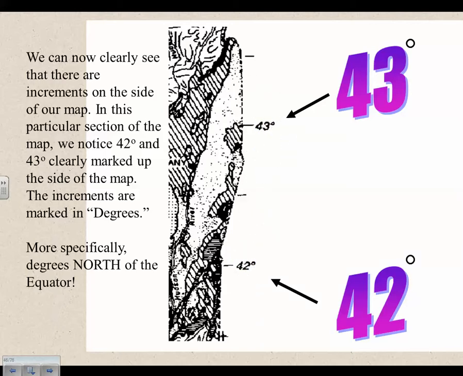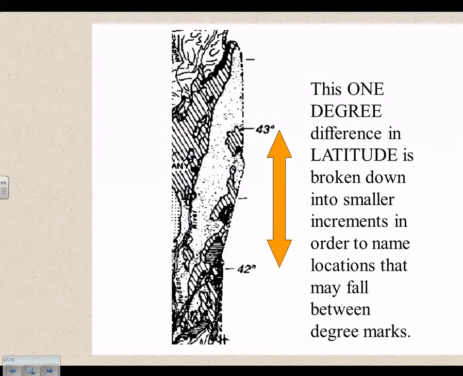But you can clearly see that there are increments on the side of the map, and the increments are marked in degrees. And these are north of the equator. This is a 1 degree difference, but let's pretend to break it down more precisely. In latitude and longitude, we have invented little marks between this called minutes. And there are 60 minutes, nothing to do with time here, 60 minutes of latitude between 42 and 43 degrees.